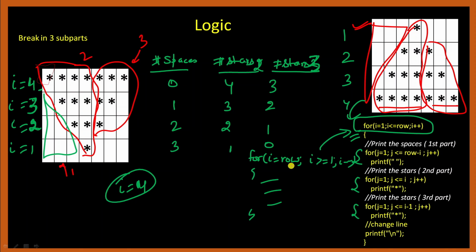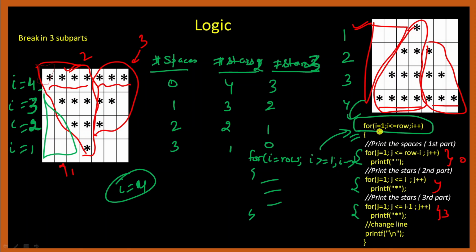So I will come for I equal to 4. This loop should not run for these spaces because row is 4, and 4 minus 4 is 0, so it will not run. Now this will run how many times? I times, that is 4 times. So 4 stars will be printed. Now this is 4 minus 1, which is 3, so this will run 3 times. 3 stars will be printed.